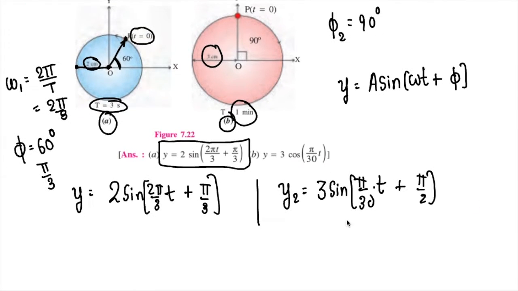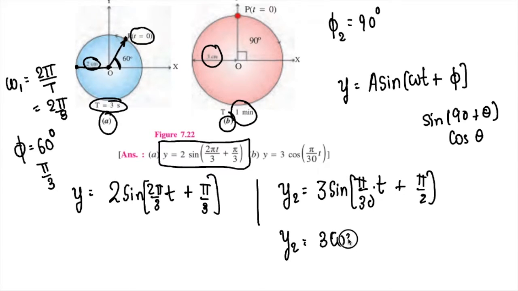So we can say that y2 is equivalent to 3 sine of pi by 2 plus theta. Just see, sine 90 plus theta is cosine of theta. So here sine 90 plus theta is cosine of my theta, that is pi by 30 t. That's why we are having this expression as a result.